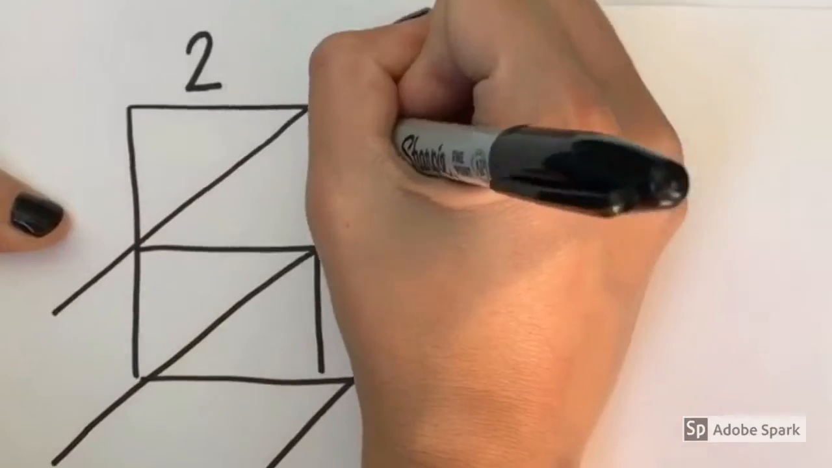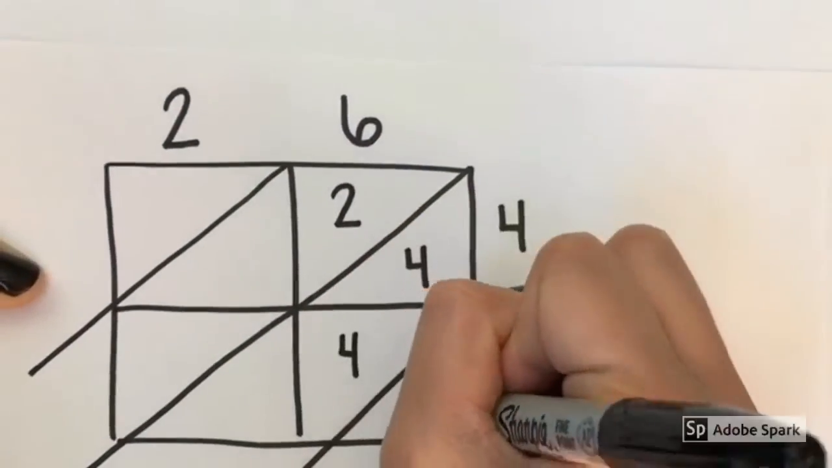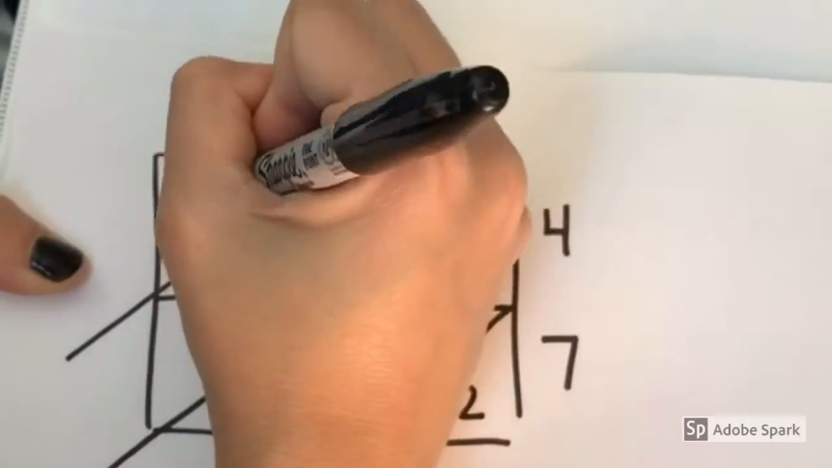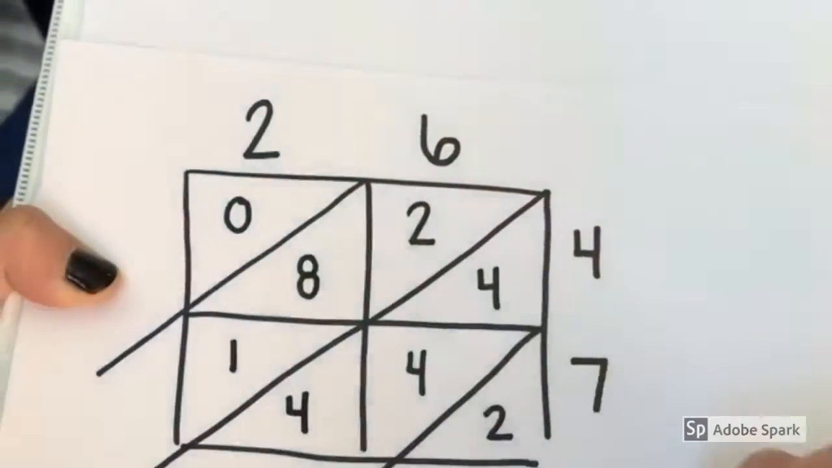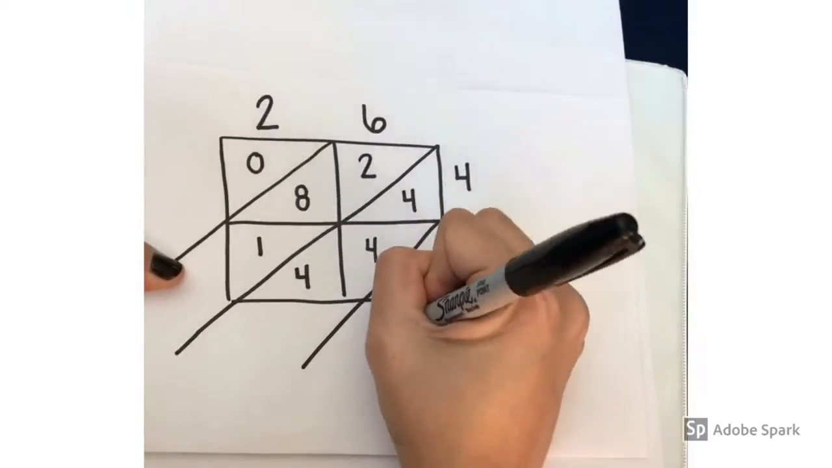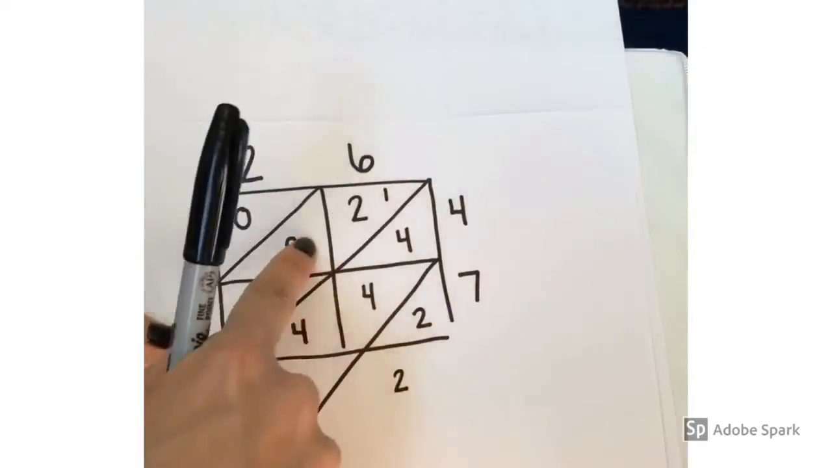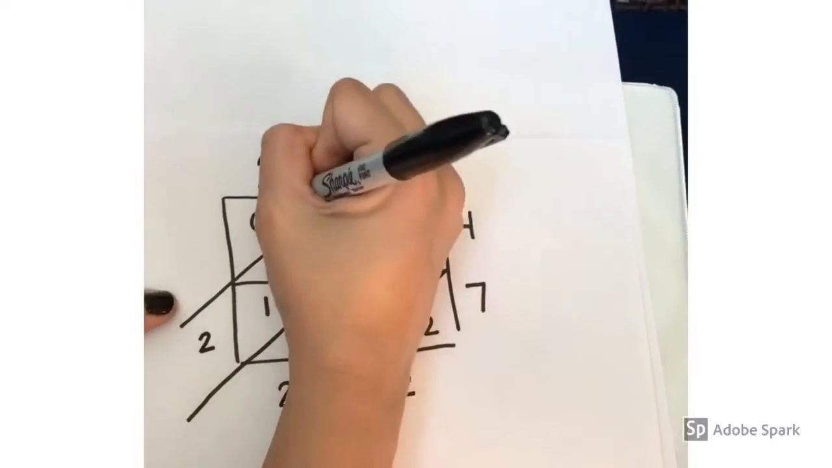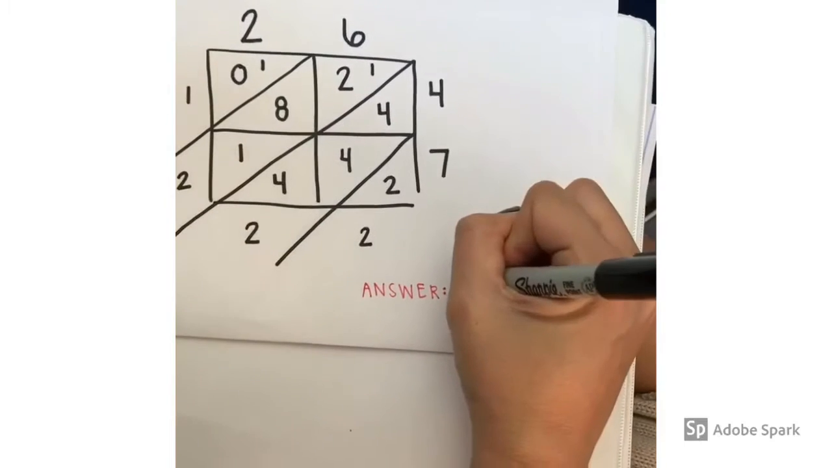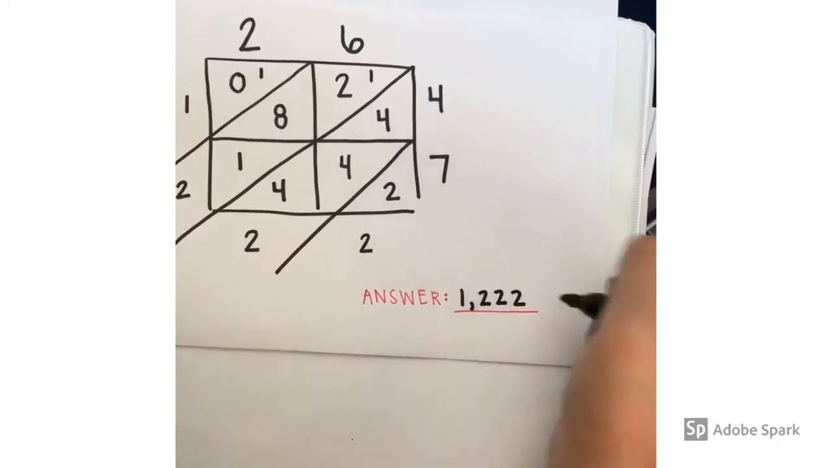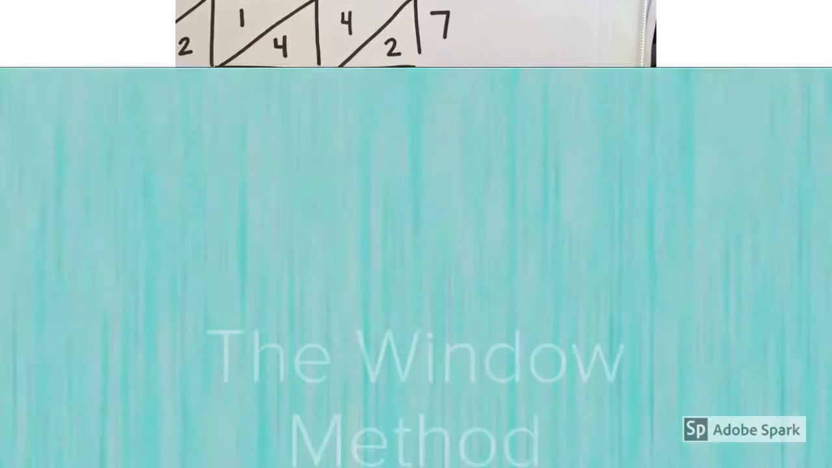Now we must multiply our numbers. As you can see, 6 times 4 is 24, and we write our answer in each box, split by the diagonal. Once our multiplication is done, we must add the total of the diagonals, carrying when necessary. Reading from top to bottom and left to right, we write our answer in that order, making the answer 1,222.